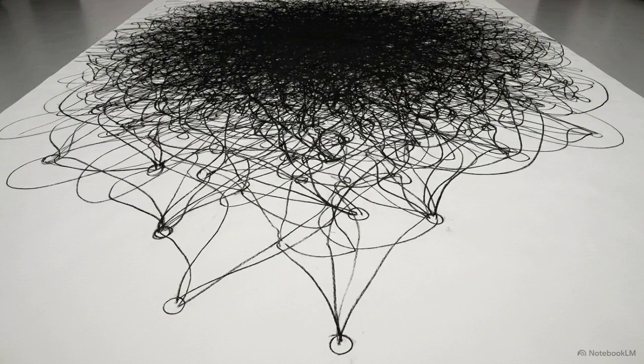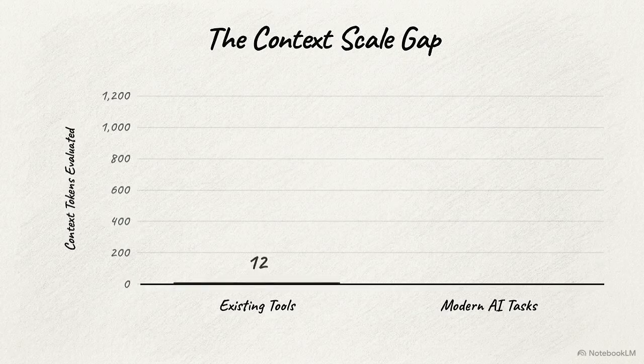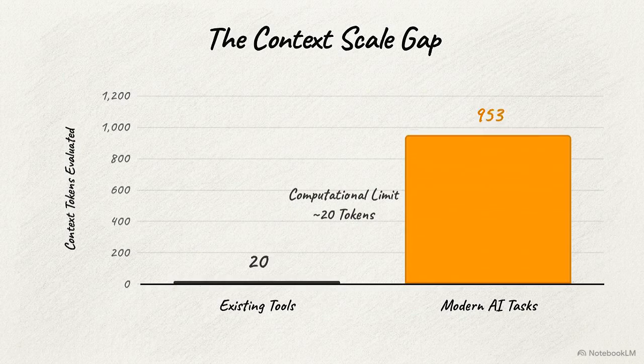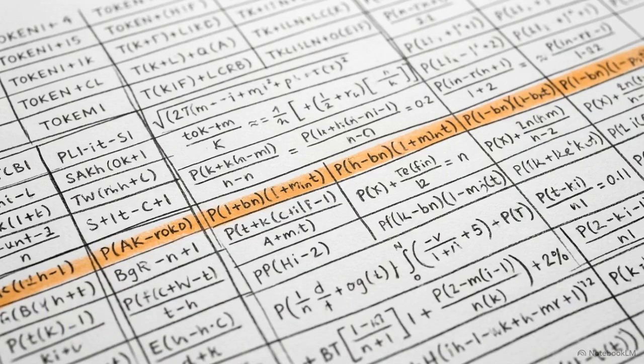Calculating every possible combination of tokens requires an exhaustive search. As the input length increases, the required computations multiply exponentially, creating a combinatorial explosion. In practical application, existing interaction indices exhaust their computational limits at around 20 tokens. Modern AI tasks routinely require analyzing context windows of 1,000 tokens or more. This suggests that solving the scaling problem requires moving away from the exhaustive search method entirely.